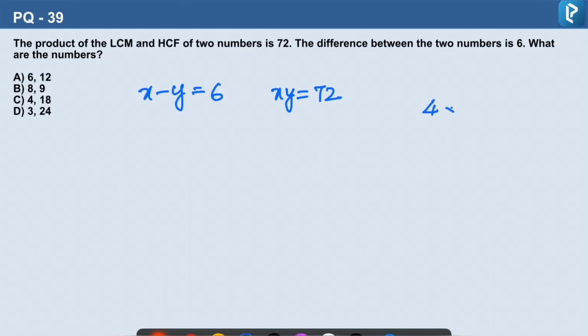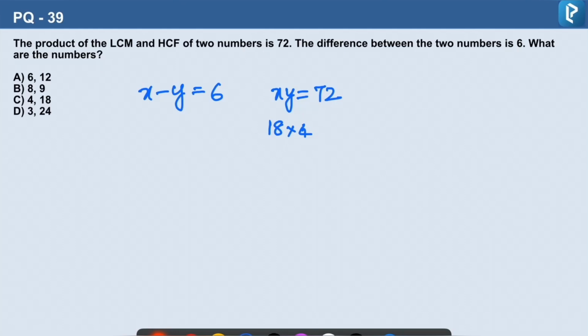4 and, we'll write here x and y, 4 into 18. 4 and 18 are factors of 72. So 18 fours are 72. So what is the difference here, 18 and 4? The difference is 18 minus 4, it is 14. But the difference should be 6. So next pair of factors.